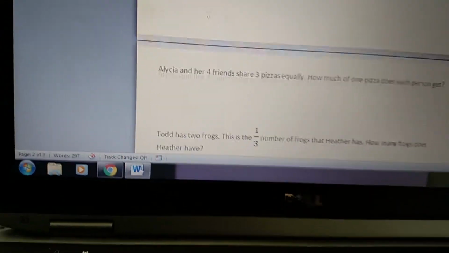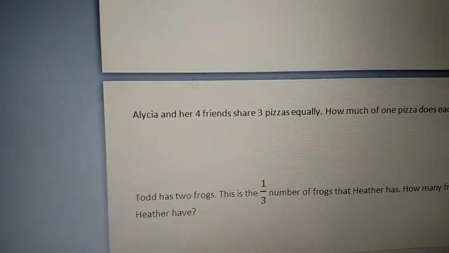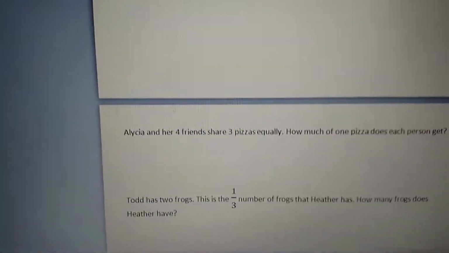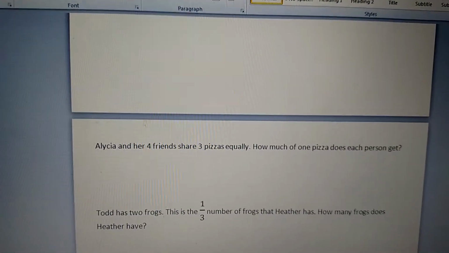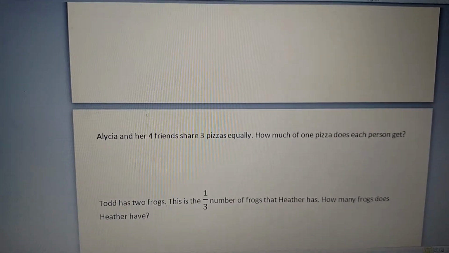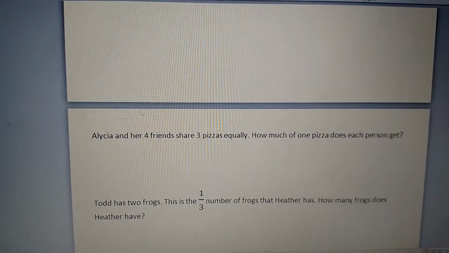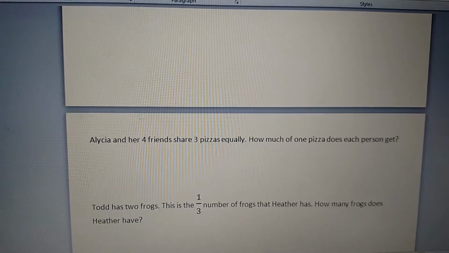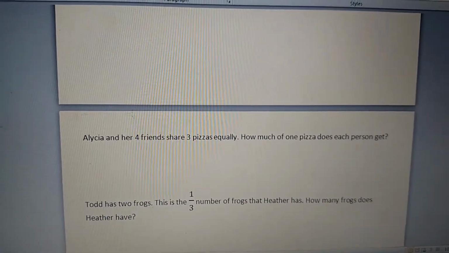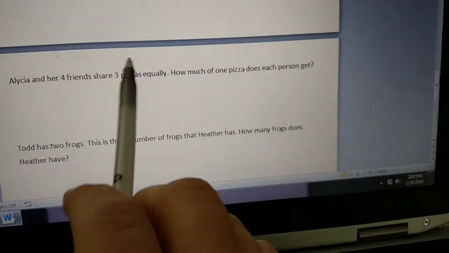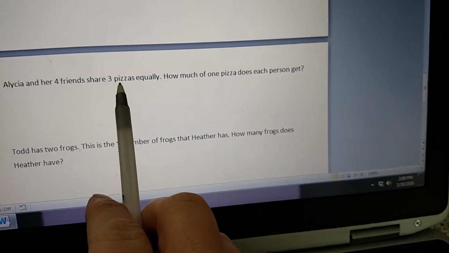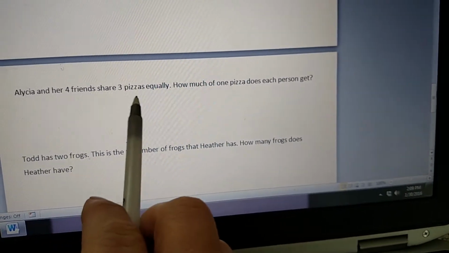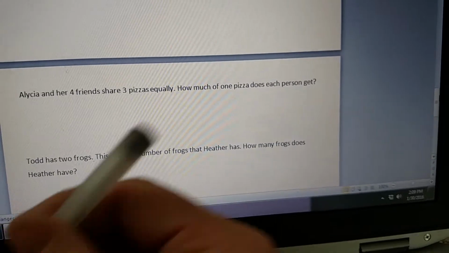All right. Alicia and her 4 friends share 3 pizzas equally. How much of one pizza does each person get? So we have Alicia and her 4 friends. So all of that's 5 kids. Alicia plus her 4 friends gives us 5 kids. And they share 3 pizzas. So we have 3 pizzas that are being shared by 5 people. So 3 pizzas will be divided by 5 people, if that makes sense.